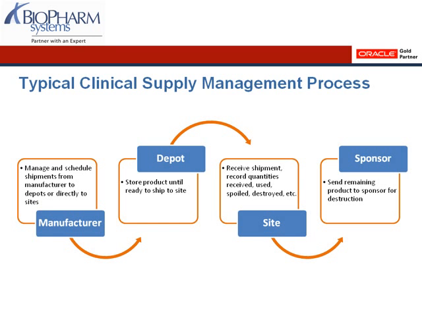Sites will then receive the shipment, and record the quantities received, used, damaged, destroyed, expired, or returned, etc. They in turn potentially send that product back to the sponsor, which is either not used or damaged or expired, and they send that back to the sponsor for destruction. So we need a system that is capable of enabling and supporting this process and tracking all the way through it.